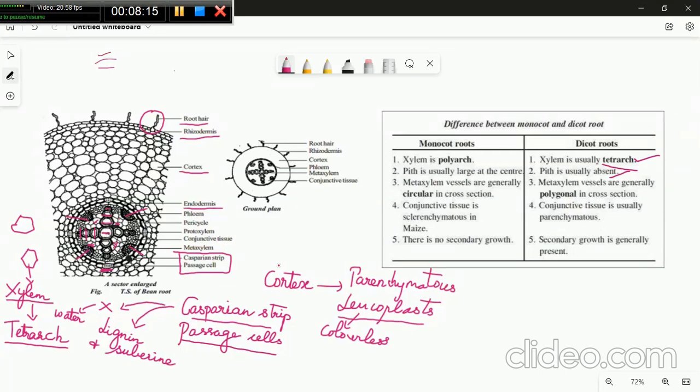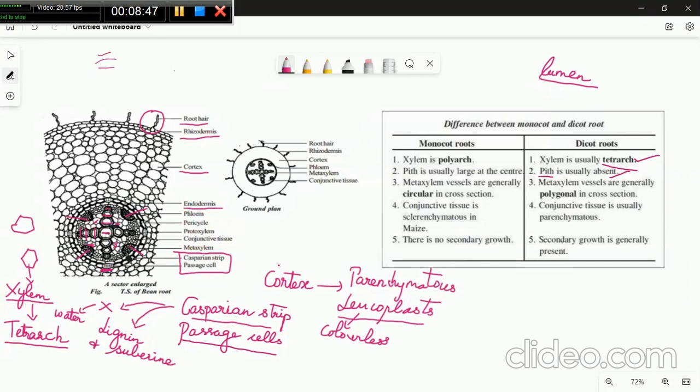Even in our human organs, there will be a central part which is called a lumen. What is it called? Lumen. Each and every organ will have a central part which is called a lumen. Likewise, each and every tissue of the plant will have a center part that is called a pith. In dicot roots the pith is usually absent, and metaxylem vessels are generally polygonal in cross section.